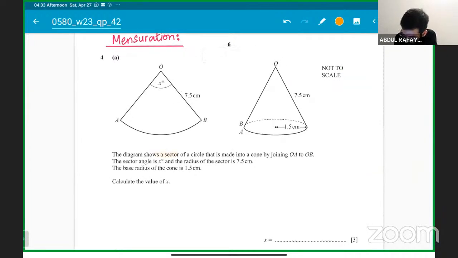The diagram shows a sector of a circle that is made into a cone by joining OA to OB. The sector angle is x, the radius of the sector is given as 7.5, the radius of the cone is 1.5, and we have to calculate the value of x.